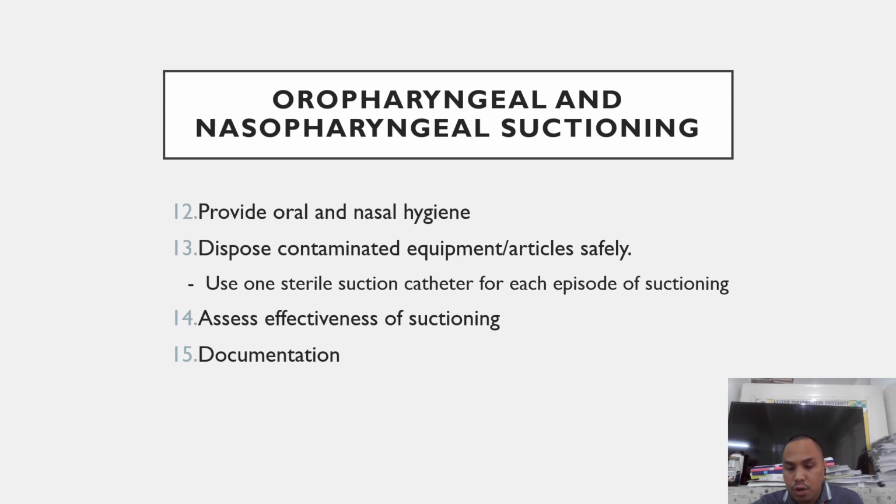So in disposing the contaminated equipment articles safely, for example, these are the catheter, gloves, water, and water containers. Rinse the suction tubing as needed by inserting the end of the tubing into the water container. And wrap the container around your sterile gloved hand and hold the catheter as the glove is removed over it for the disposal.